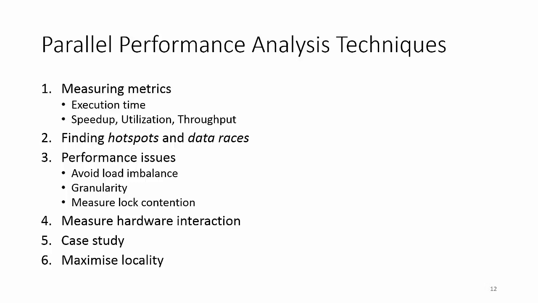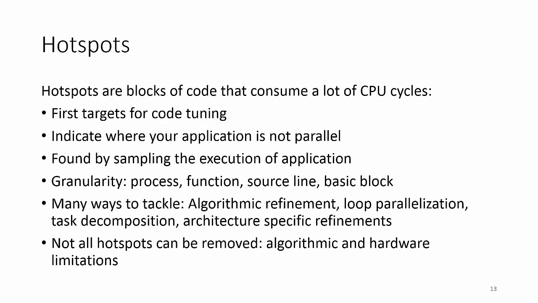So now let's go over to talk about hotspots and data races, which are important concepts in parallel programming. Hotspots are the things you want to look for when you want to parallelize a program. These are blocks of code that consume a lot of CPU cycles. That's where the program spends its time. This is the first target you want to look for when tuning your code, whether it's sequential tuning or parallelism.